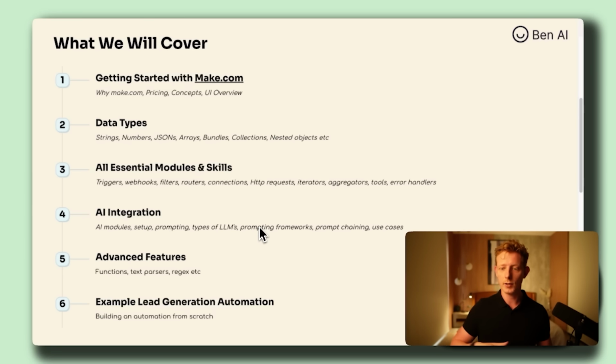And lastly, I'll go over some advanced features which you might need in more complex automations like functions, text parsers, regex, and some more. And then lastly, I'll build a lead generation automation from scratch, which I think can give you a good idea on how to approach building your own automations. And I'll give plenty of examples while explaining all of these concepts.